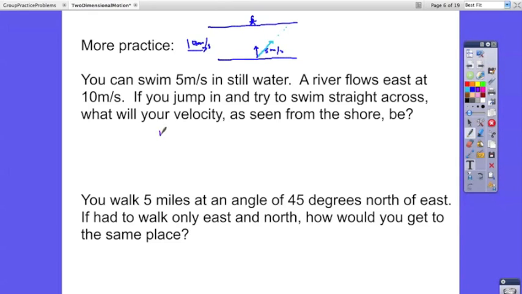So remember, the magnitude of the resultant is equal to the square root of vx squared plus vy squared. And that equals the square root of 10 squared plus 5 squared. 10 squared is 100, 5 squared is 25, so we want to find the square root of 125, and that's 11.2.